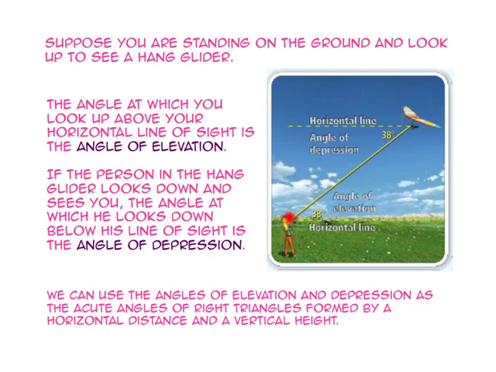Suppose you are standing on the ground and you look up to see a hang glider. The angle at which you look up above your horizontal line of sight is the angle of elevation. If the person in the hang glider looks down and sees you, the angle at which he looks down below his horizontal line of sight is the angle of depression. We can use the angles of elevation and depression as the acute angles of right triangles formed by a horizontal distance and a vertical height.